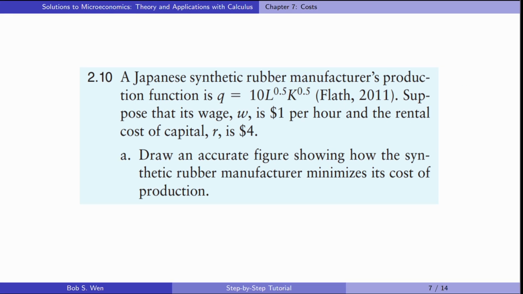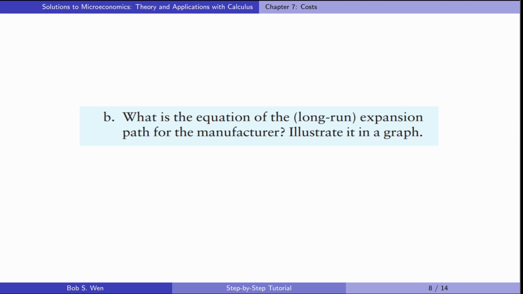Let's solve exercise 2.10. A Japanese synthetic rubber manufacturer's production function is a Cobb-Douglas function. Suppose that its wage is $1 per hour and the rental cost of capital is $4. In part A, draw an accurate figure showing how the synthetic rubber manufacturer minimizes its cost of production. In part B, what is the equation for the long-run expansion path for the manufacturer, illustrated in a graph?